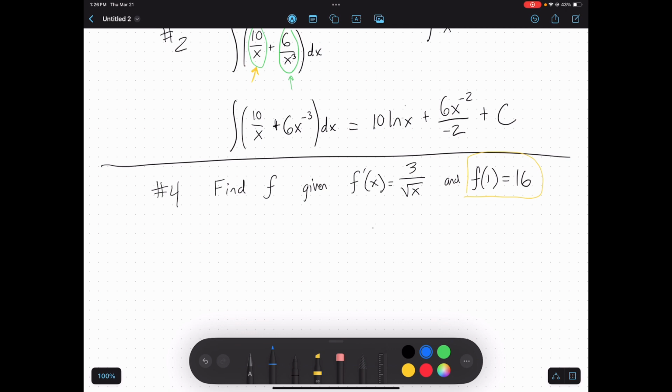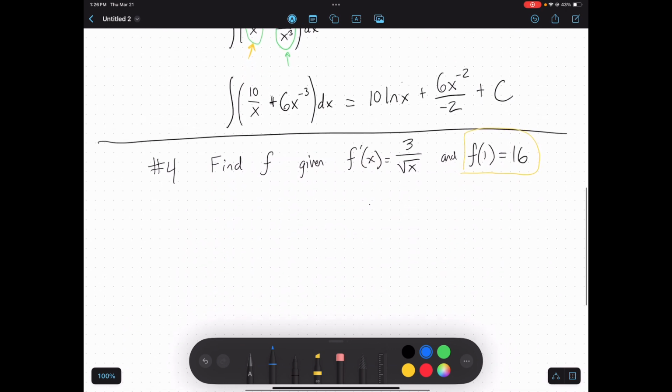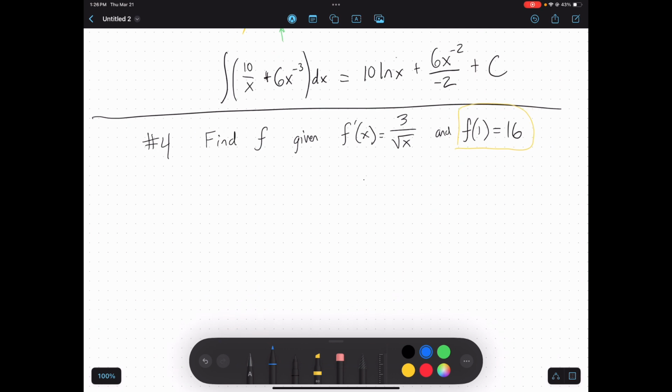Well, this is still me just finding an antiderivative. So it's the same thing I did in number 2. I'm finding the antiderivative. What function, when I take the derivative of it, will give me 3 over root x? Remember, best way to help yourself out here is to go ahead and rewrite this. I can rewrite this as 3x to the negative 1/2. Rewrite it like a power function, and then you can just use the power rule.